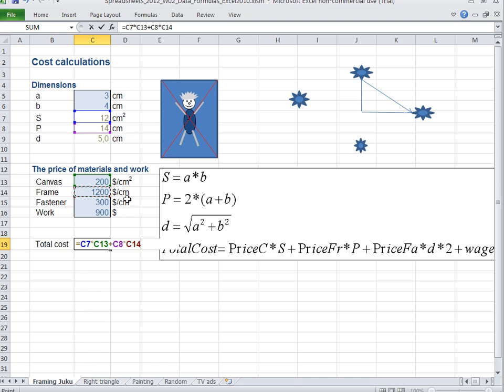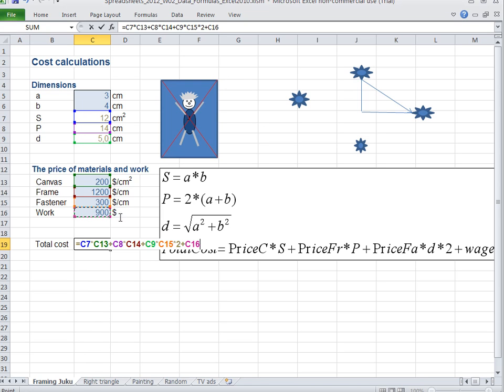Plus, now we want to take the fastener. We want to take 5 centimeters of fastener times the price of the fastener, which is $300 per centimeter. And now, guess what? We'll have to say times 2, because there are 2 fasteners behind the painting. And now the final component is going to be plus $900 for the work. And we will have taken into account the area, the boundary line, the diagonals, and the work.